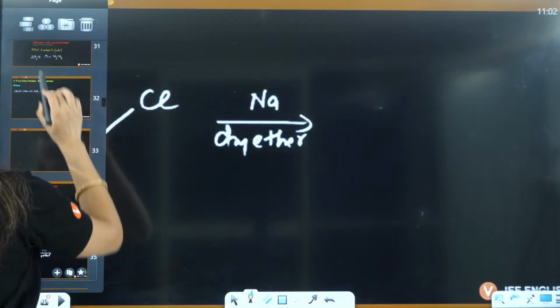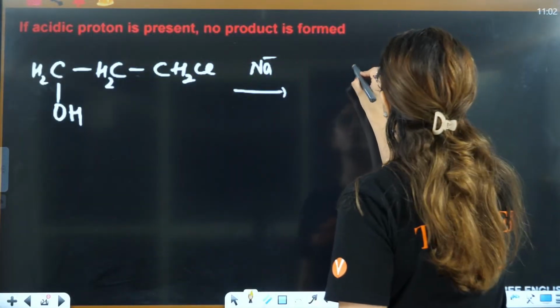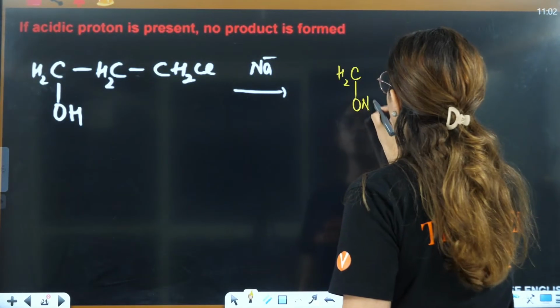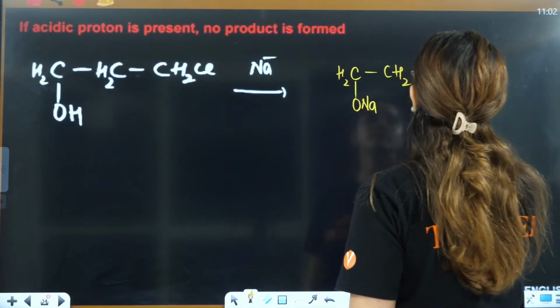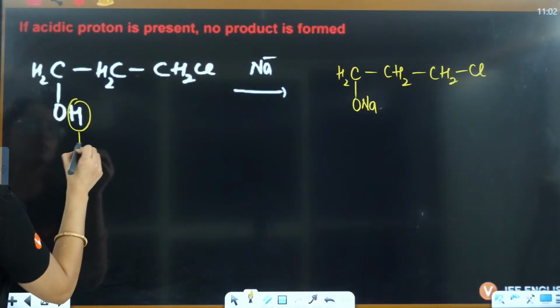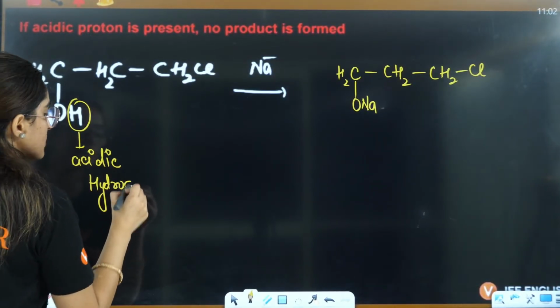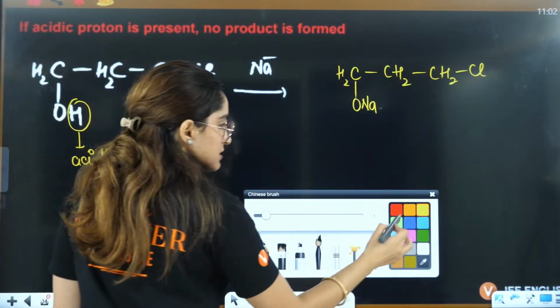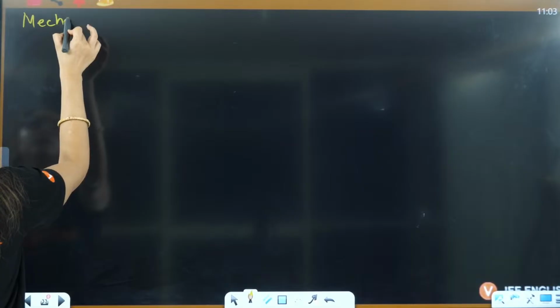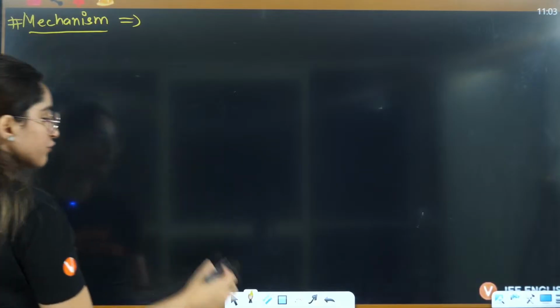Before going further, I want to teach you the free radical mechanism. So I'll just write it again. This is ONa. What is the mechanism that is followed by the Wurtz reaction? What is the mechanism, everybody? Is it a free radical mechanism, guys? Yes. So let's talk about the mechanism. Actually it's a free radical mechanism.